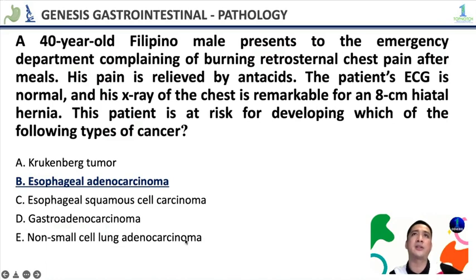Non-small cell lung adenocarcinoma: smoking. Gastric adenocarcinoma, usually, what are the risk factors for gastric adenocarcinoma? H. pylori. The most important cause of gastric adenocarcinoma is H. pylori. From the food we take, nitrosamines, no? Food preparations, excessive salt, low fiber, low fruits, low vegetables, patients with achlorhydria and chronic gastritis.